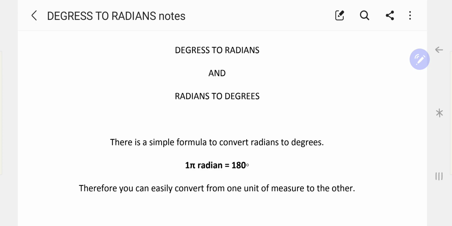Okay, so the formula that we can use to hold on, trying to move this out of the way. Okay.